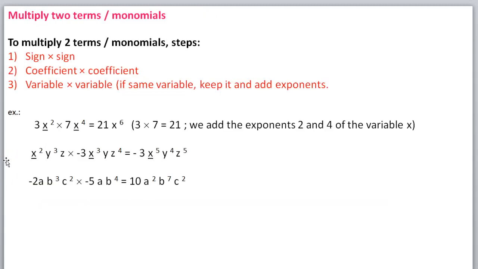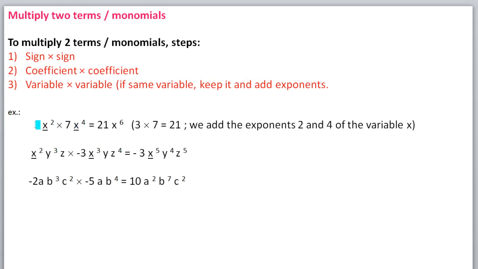Okay. The next one, multiply two terms or monomials together. So to multiply two terms or monomials, steps, okay, sign times sign. So let's check these examples to understand more. 3x squared times 7x power 4.